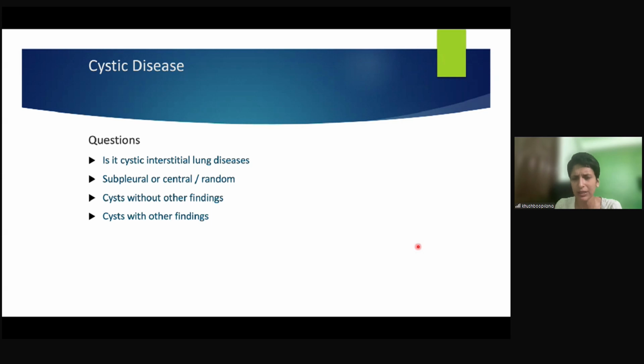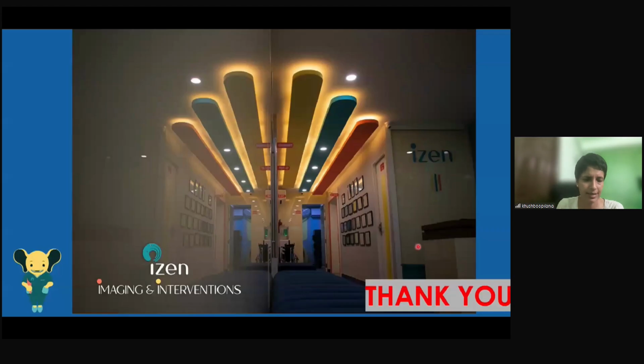We do come across some random or aberrant cases always, but approximately 85 to 90% of the dilemma is sorted when we follow this approach. So that's from my side.